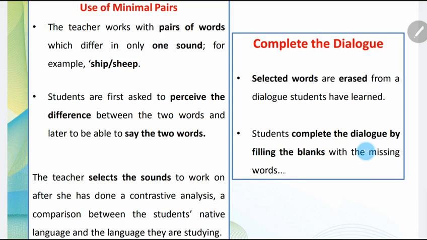Complete the dialogue. Selected words are erased. The teacher may erase selected words from the dialogue and ask students to fill in the missing words. Here the teacher will check the students' memorization of the dialogue. If they memorize the dialogue correctly, they will fill in these blanks correctly without any problem or mistakes.